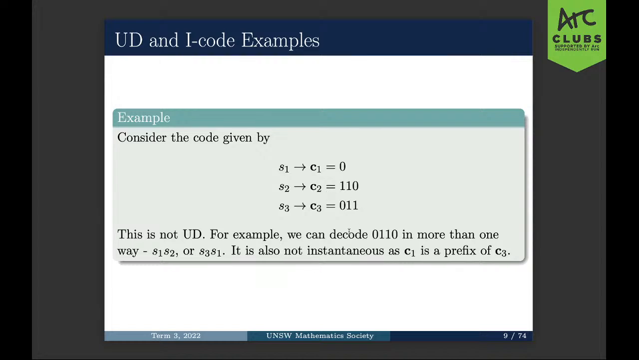We see that this code is also not instantaneous, because C1 is a prefix of C3. And instantaneous means you can't have that kind of thing happening.